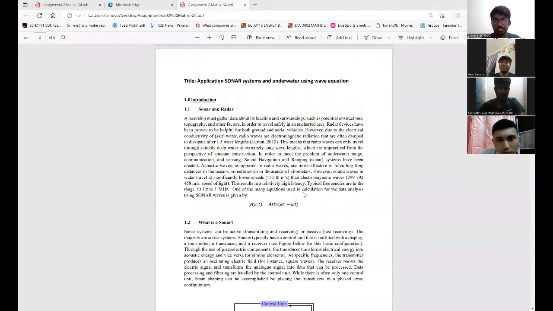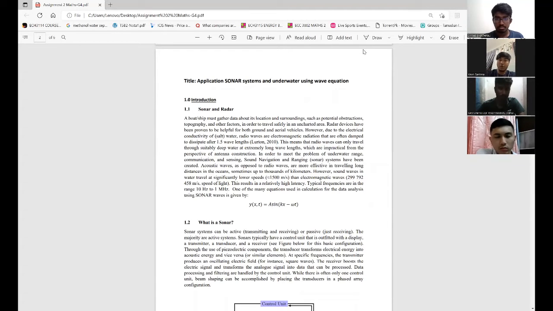Okay, first of all, I'll be explaining about sonar and radar. A boat or ship must gather data about its location and surroundings, such as potential obstructions and topography, in order to travel safely. Radar devices have been very helpful for ground and aerial vehicles, as we all know. Due to the electrical conductivity of salt water, radio waves, which are electromagnetic radiation, are often damped to dissipate after 1.5 wavelengths. So in order to meet the problem of underwater range, sonar systems have been created.